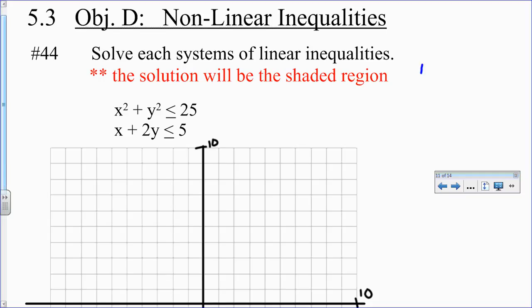Okay, so first of all, in general, a greater than or less than, you use dashed lines. If it's greater than or equal to or less than or equal to, you use solid lines.